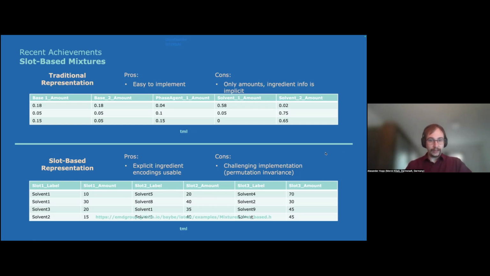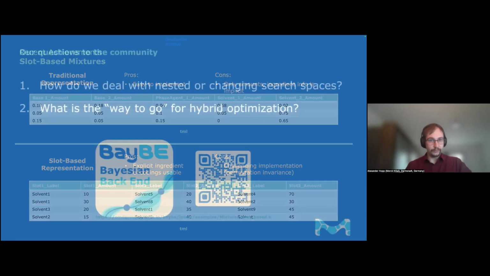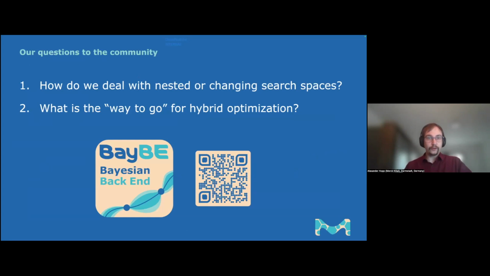We also have 2 questions that we want to bring to the community for today. The first one, echoing my colleagues here, comes from a transfer learning perspective, namely, how do we deal with nested or changing search spaces, respectively, how do we deal with very similar search spaces? And also hybrid optimization, so continuous and discrete variables. What is the way to go there? How do we actually approach that, and how should you approach that? And that's all from my side.